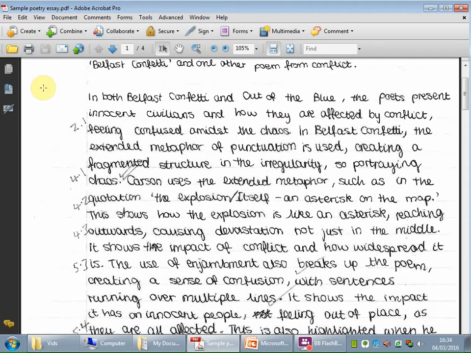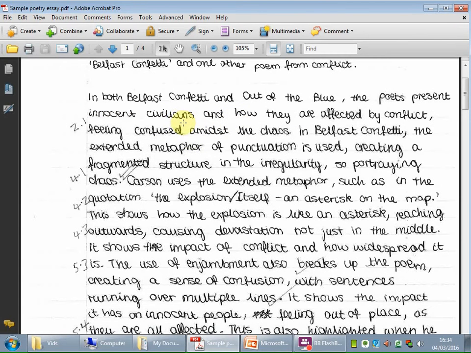Let's go. So here's our first topic sentence. "In both Belfast Confetti and Out of the Blue, the poets present innocent civilians and how they are affected by a conflict, feeling confused amidst the chaos." So is that a good topic sentence? Yes, because it compares by idea, and the idea is that both present the confusion of innocent civilians and how they're affected. So there's the idea.